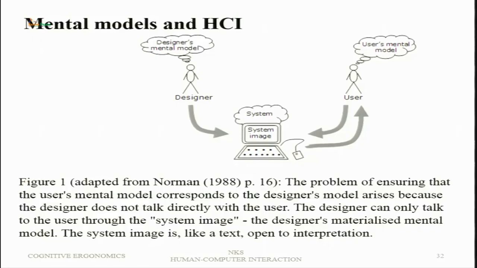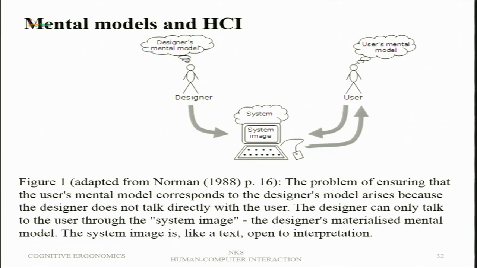The problem of ensuring that the user's mental model corresponds to the designer's model arises because the designer doesn't know or doesn't talk directly with the user. The designer can only talk to the user through the system image, the designer's materialized mental model. So system image is the designer's mental model.